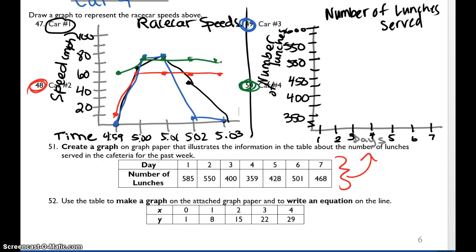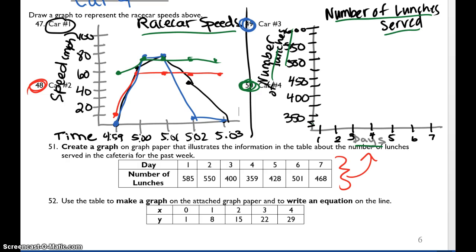Number 51 says create a graph on graph paper that illustrates the information in the table about the number of lunches served in the cafeteria for the past week. Over here, I've already written the title, number of lunches served, just like you did above. I put race car speeds on the one to the left. I labeled my X axis as days and my Y axis as number of lunches. I used a little break here. You guys learned about that in science, so I didn't have to start at 0. I could just start at 350. So each dash goes up by 25 lunches.